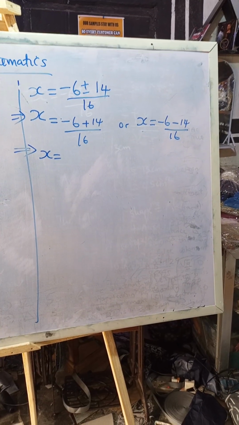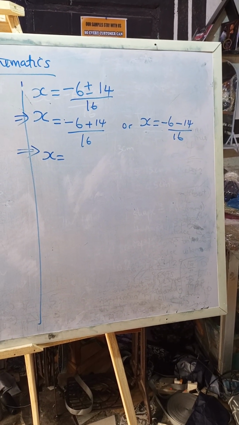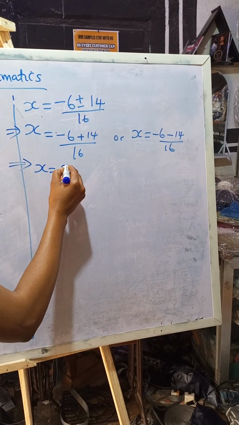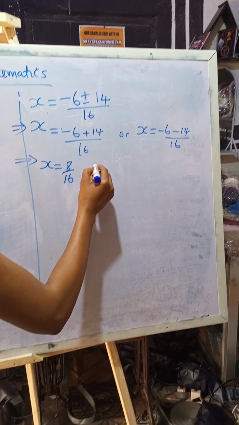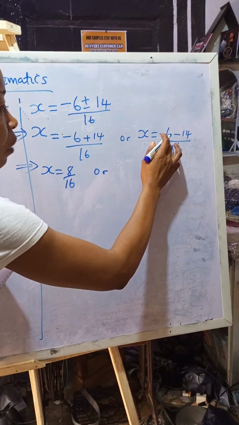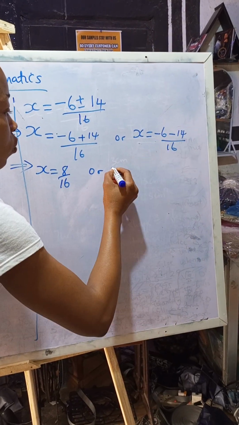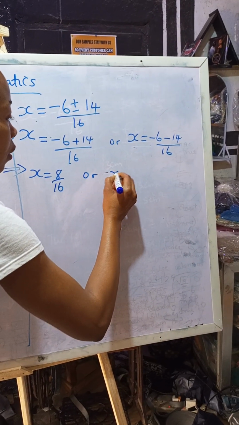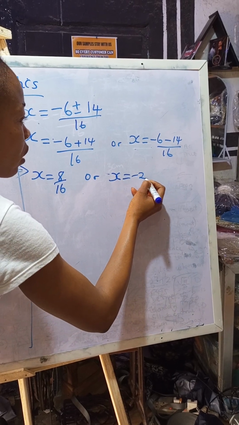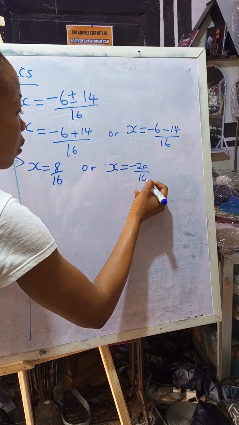So I have x equal to minus 6 plus 14, which is the same thing as 14 minus 6. 14 minus 6 is 8, over 16. Or minus 6 minus 14 will give me x equal to minus 20 over 16.